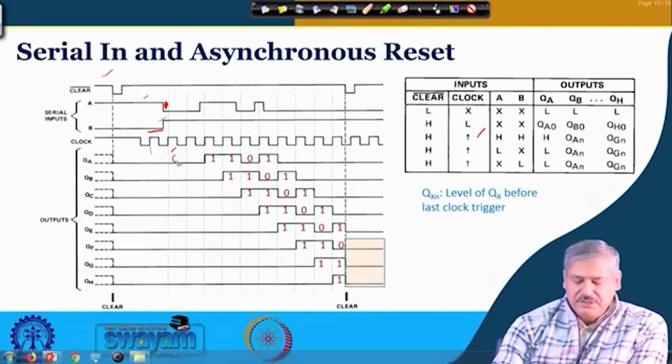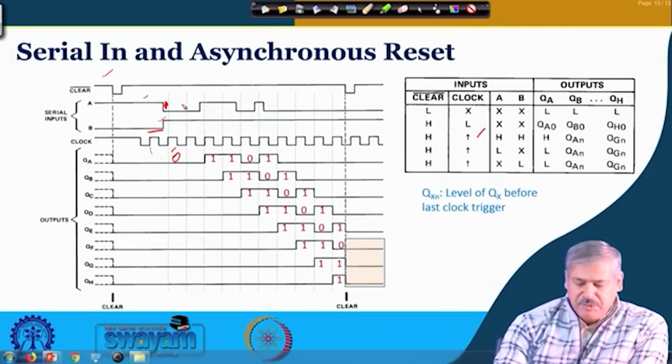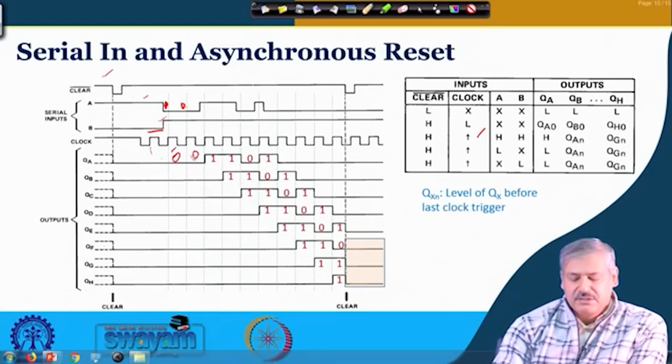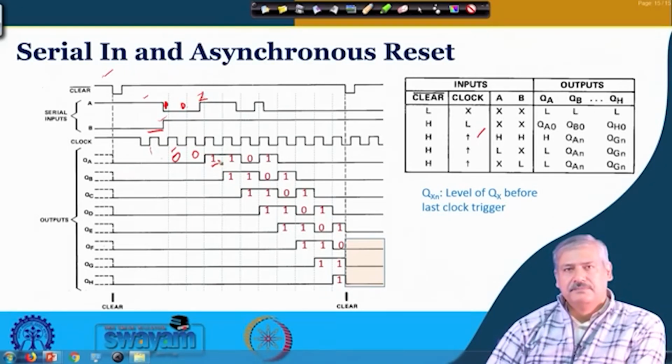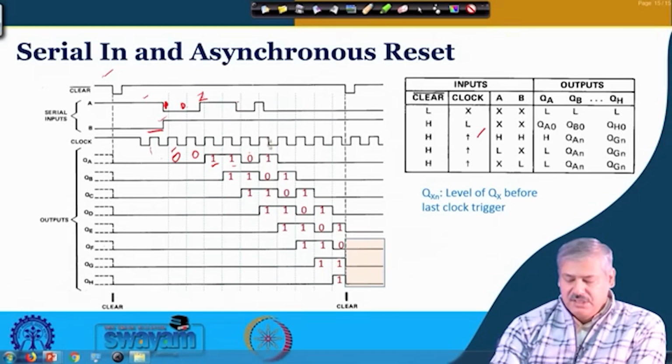So, QA will get 0, that is what it has got. Next clock trigger, before this clock trigger again A is 0, so QA will get 0, and before this clock trigger you see the value is 1. So now after that clock trigger QA has become 1, is it fine? Okay. Similarly over here this becomes 1, and just before the clock trigger you see it has become 0. So it becomes 0, before this clock trigger this is 1, after that it is all 0, okay.